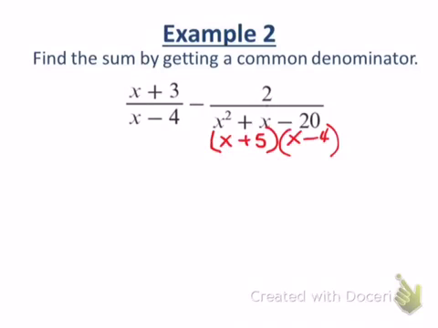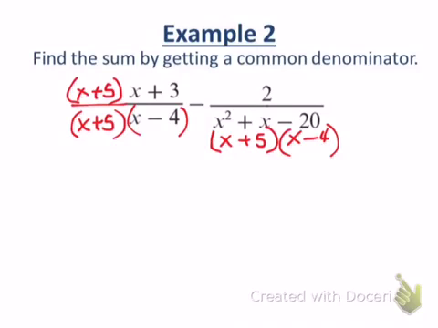Now, how can I make my denominators the same? Can't get rid of it. If I could get rid of it, that would make the denominators the same. So since I can't get rid of the x plus 5 in the denominator on the right, what do I need to do on the left? I need to multiply the left side by x plus 5 over x plus 5, which equals 1. So I can multiply by 1 anytime I want. And now my denominators are the same.